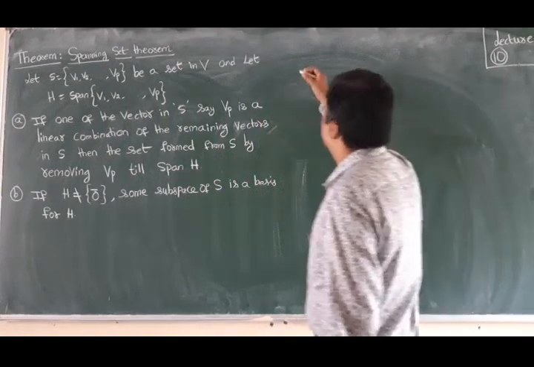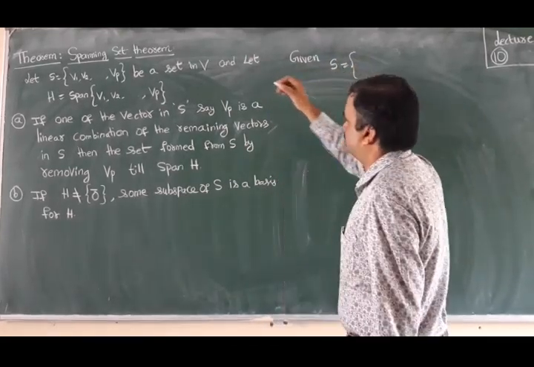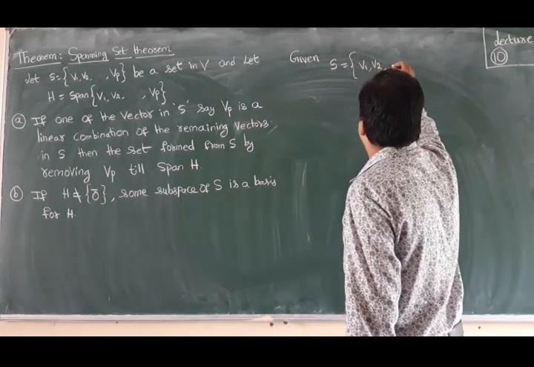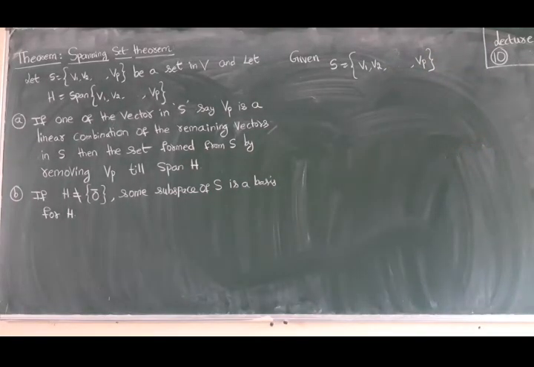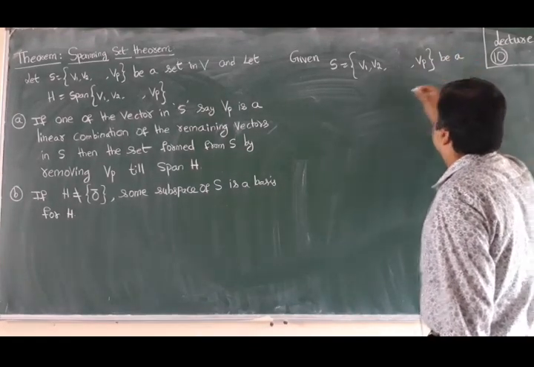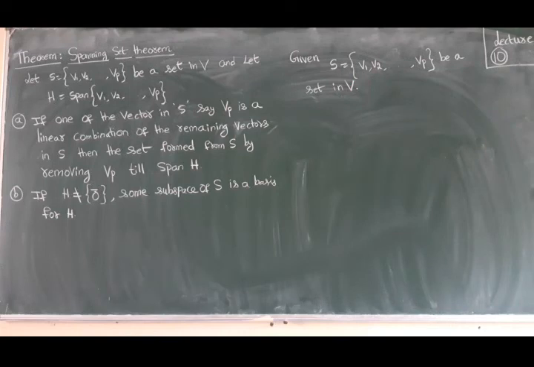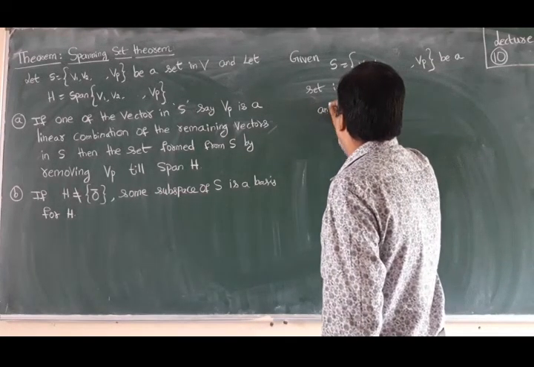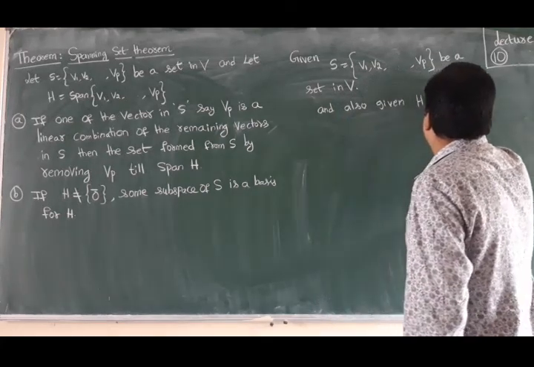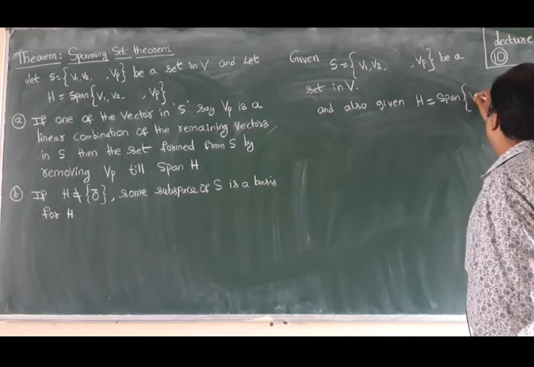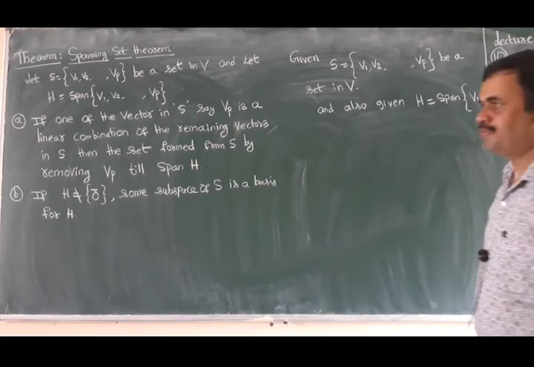First, the proof. Given S with P vectors, S is equal to V1, V2, so on, Vp, be a set in V. And also given H equal to span of V1, V2, so on, Vp. Now first I am proving the first bit.